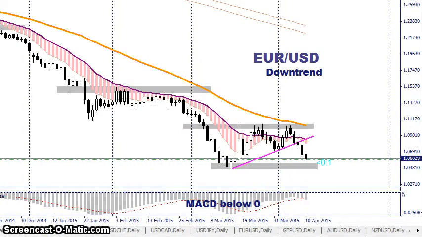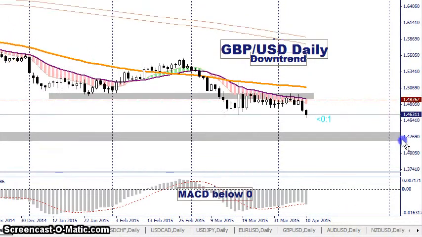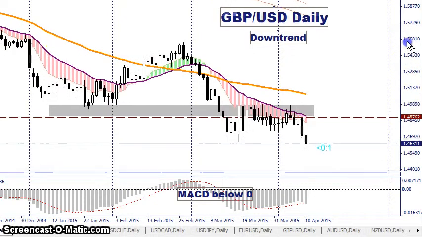Also the MACD, we can see down below here, is below 0. Okay, so next currency pair is the British Pound USD. Again, this is the daily chart, and with this we can see that we are also in a major downtrend. Price is below the 50 SMA.